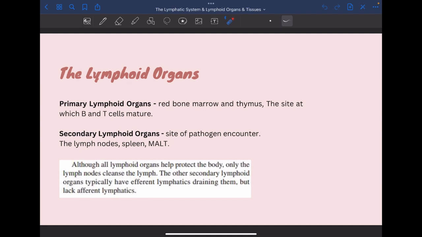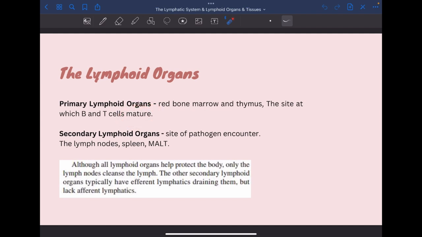To get them matured, or what we call immunocompetent, the T cells are going to go to the thymus. B cells will remain in the bone marrow. So they become mature in different sites. They are all going to be produced in the bone marrow, but B cells will remain in the bone marrow and T cells will go to the thymus. So these are the primary lymphoid organs. It's the site where we will have the maturation.